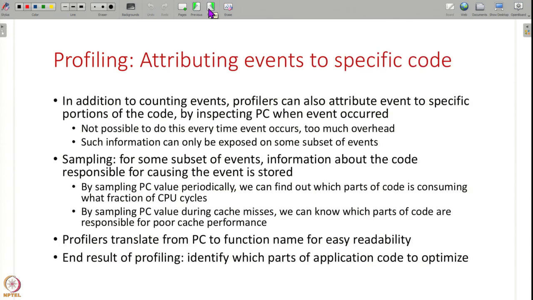And what's more, these profilers will also help you attribute the event to specific portions of the code. Whenever an event occurs, the profiler can note down the program counter value at which this event has occurred.